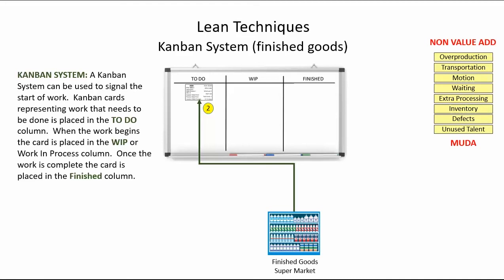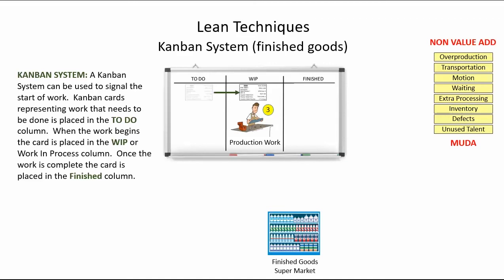The Kanban card is then moved to the Kanban board and placed in the to-do column. This card is a signal to production that there is work that needs done. The Kanban cards located at the top are the first Kanban cards received and will be the first Kanban cards to be processed. This process is called FIFO, or first in, first out.